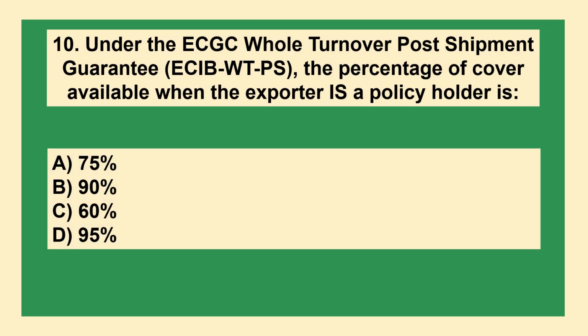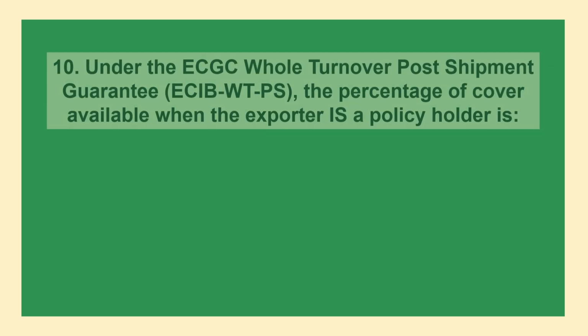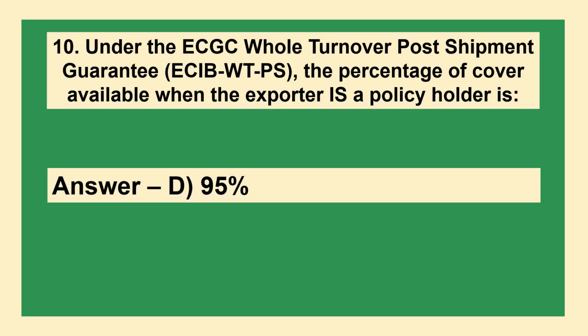Under the ECGC whole turnover post shipment guarantee, ECIB WTPS, the percentage of cover available when the exporter is a policy holder is: option A, 75%, option B, 90%, option C, 60%, option D, 95%. The answer is option D, 95%.